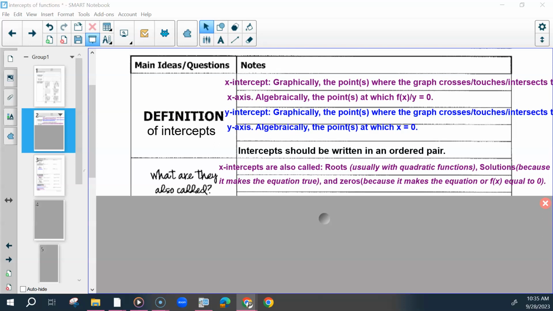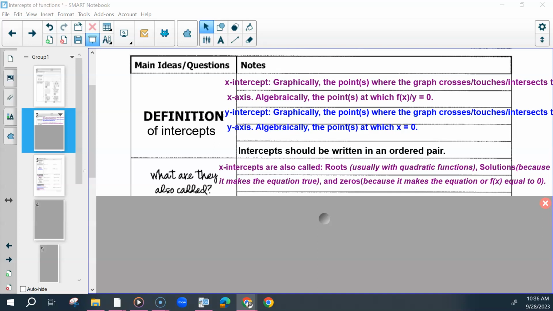Then for your y-intercept, graphically, it's the points where it crosses or touches the y-axis. So wherever the function crosses or touches the y-axis, those are y-intercepts. Algebraically, it's the points where x is 0. So if you're looking for a y-intercept, your x value is going to be 0.